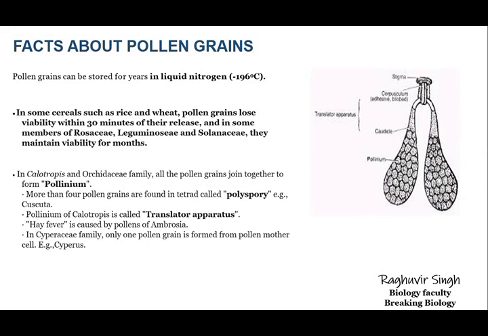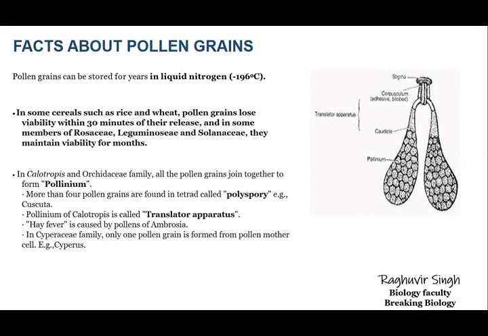Similarly, in Cuscuta, more than 4 pollen grains are found in a tetrad, and this condition is called polyspory. I already told you that a tetrad contains 4 pollen grains, but in Cuscuta, more than 4 pollen grains are found in the tetrad, and that is called polyspory. Now, the pollinium of Calotropis is also called the translator apparatus. Remember the name. And the pollen grain of Ambrosia causes hay fever.